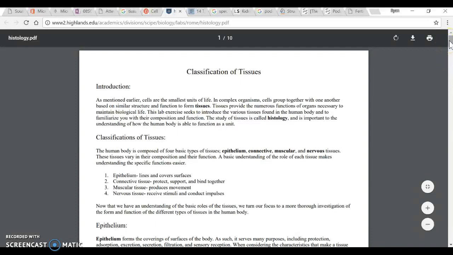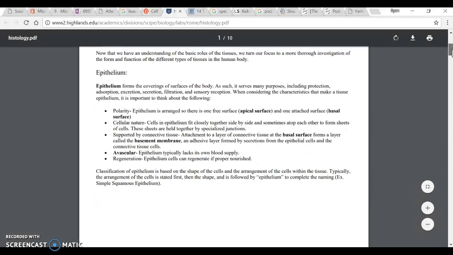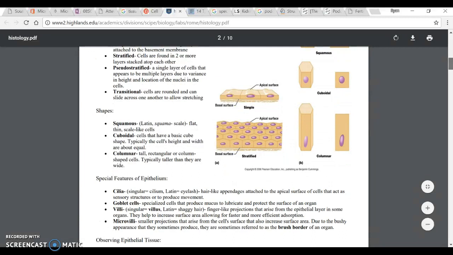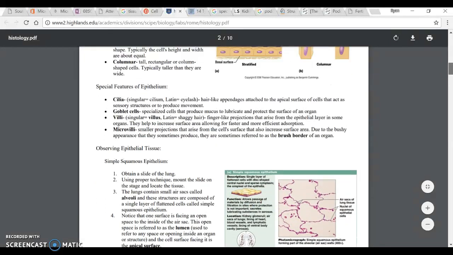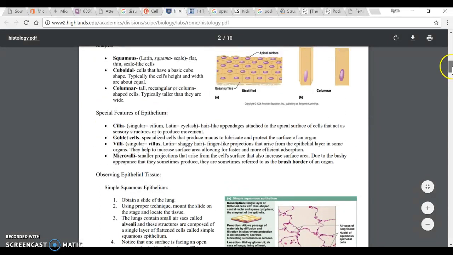Classification of tissues. This could help me. I look at my epithelium tissues. I know if I have those, right, it lines and covers surfaces. Muscular tissue produces movement. So just by looking at this information, it might go towards helping me explain what things look like. So these are matching my structure and function. This looks like a really good website for getting that information.